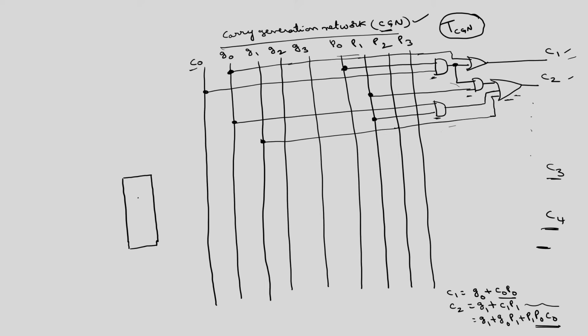This I will call as CGN. What are the inputs and outputs of CGN? We have 4 P's, 4 G's and 1 C0. Inputs: C0, G0, G1, G2, G3, P0, P1, P2, P3, and the outputs are C1, C2, C3, C4.